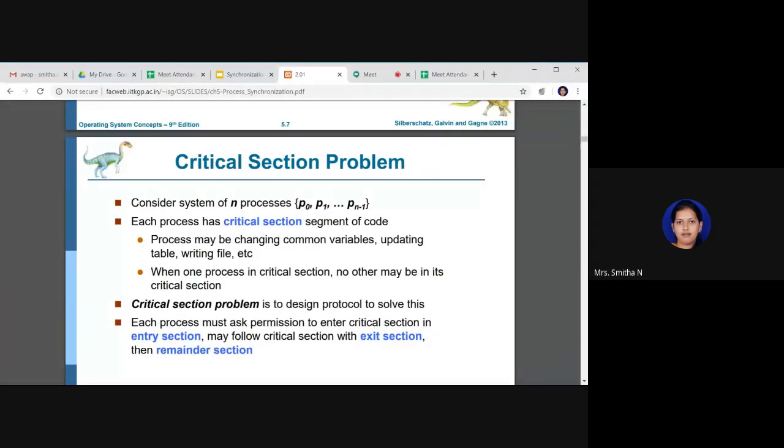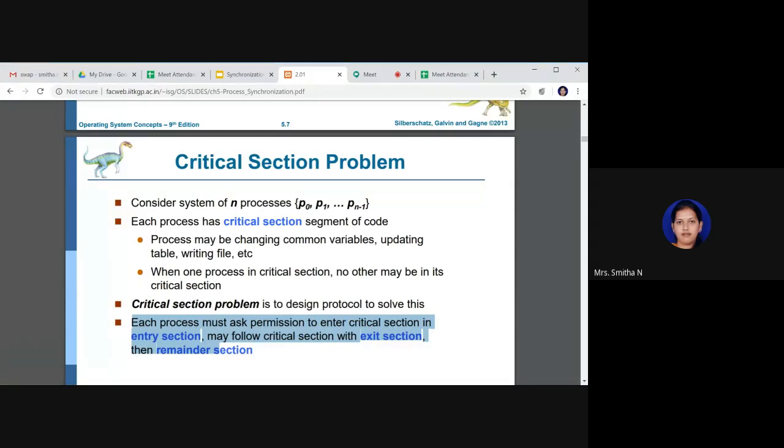For that reason, the problem we are facing is that we should not allow more than one process to enter the critical section. When one process is already in the critical section, no other process may enter it. So that is the critical section problem. If you want to solve this, you have to come up with some solution. Understanding the critical section problem helps you design a solution to solve it. All the types of solutions we will discuss in further slides will be based on this.